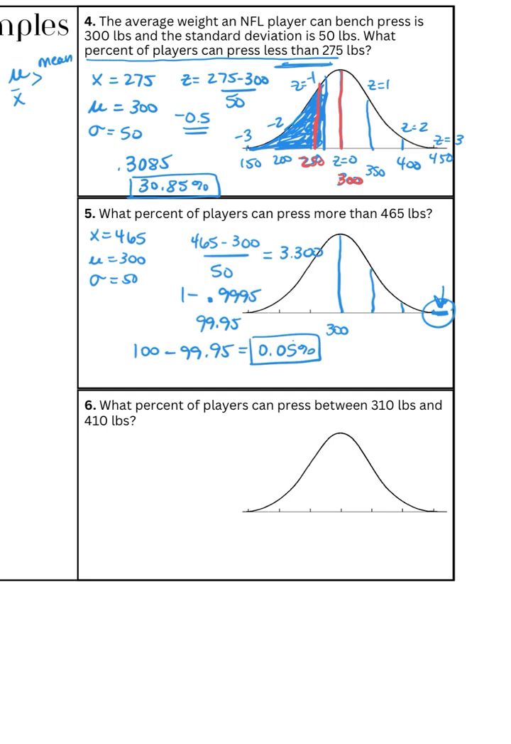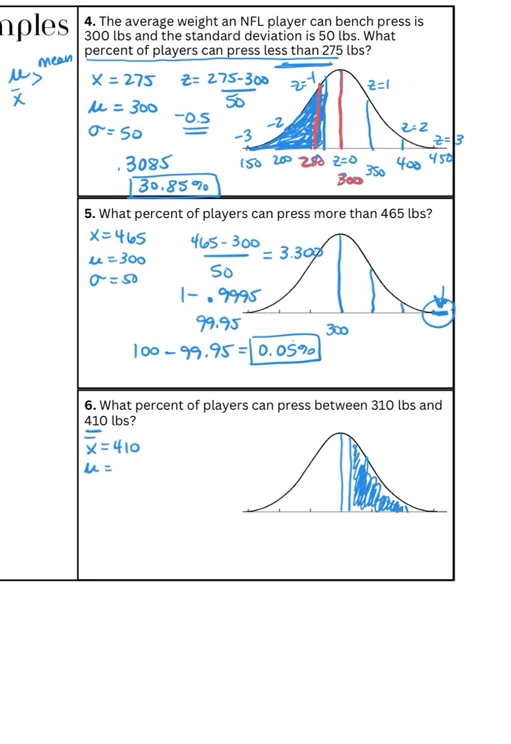Okay. And then what percent of players can lift between or press between 310 and 410? So here's my 300. So 310 and then 410. So I need to know, like, what is this area in here? What percent of players does that represent? So I'm going to do my 410 first because I want my number to be bigger.